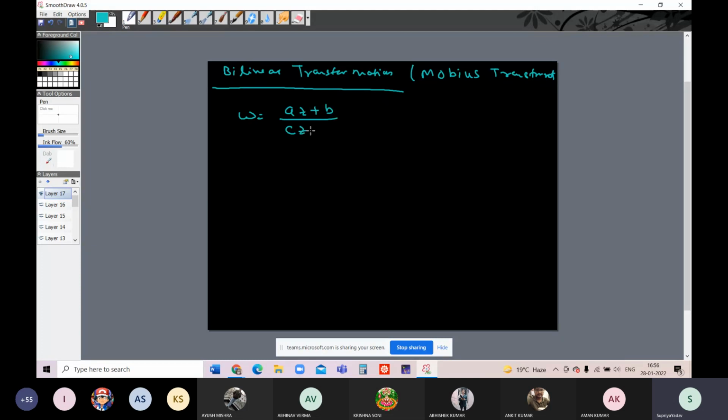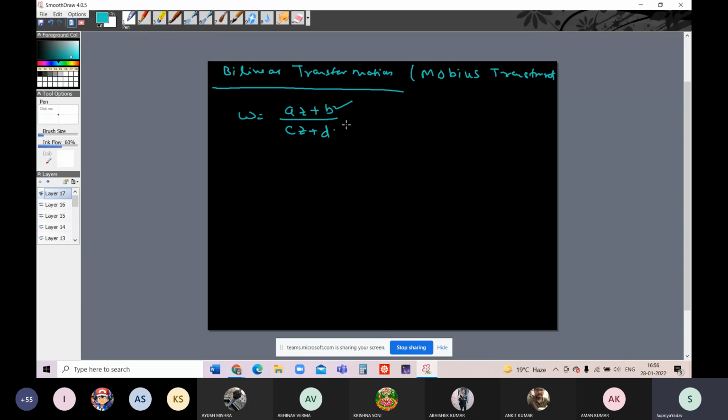Next topic is bilinear transformation. This is also known as Mobius transformation and linear fractional transformation. Mobius is named after the mathematician who studied this transformation. A transformation of this type, (az + b)/(cz + d), where the numerator and denominator both are linear maps.